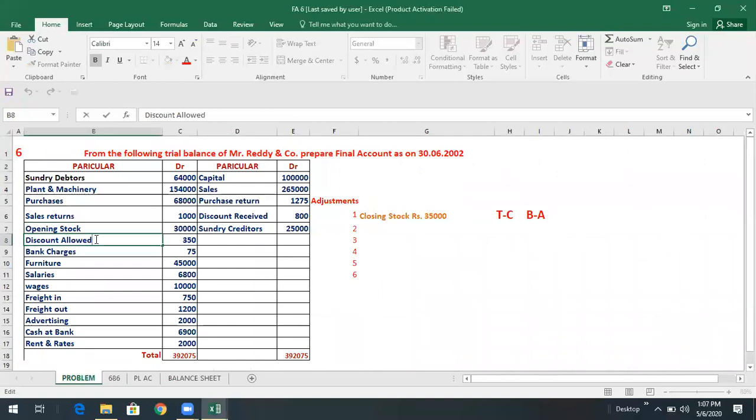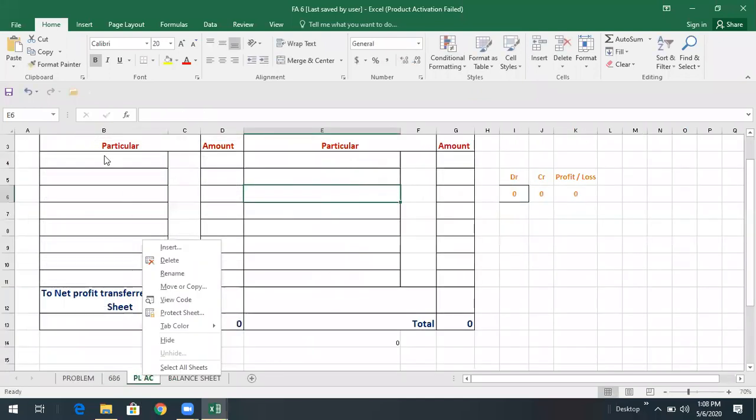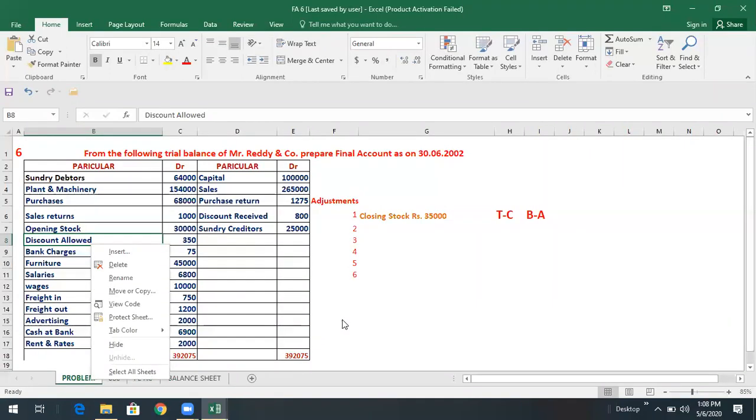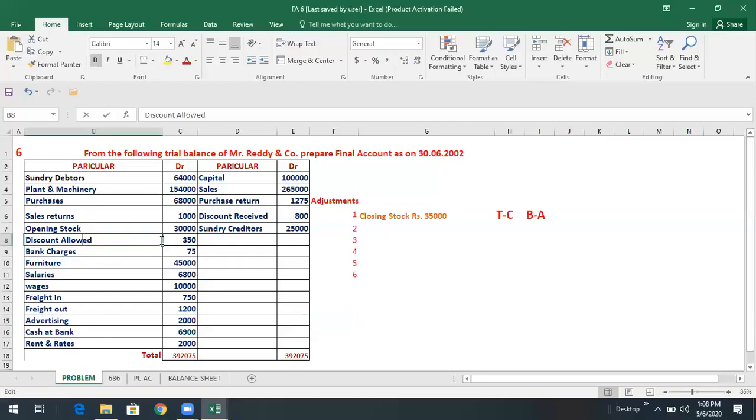Whatever discount we get is in the profit and loss account. Discount allowed is on the debit side, discount received is on the credit side. So in the profit and loss account debit side we enter, to discount allowed. What is the value? 350 rupees. So you enter 350 rupees. Your discount allowed 350 rupees.